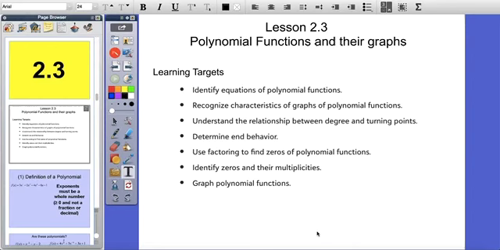During today's podcast, we're going to be learning about polynomial functions and their graphs. So some of the learning targets for today: we're going to identify the equations of polynomial functions. We are going to recognize characteristics of graphs of polynomial functions.